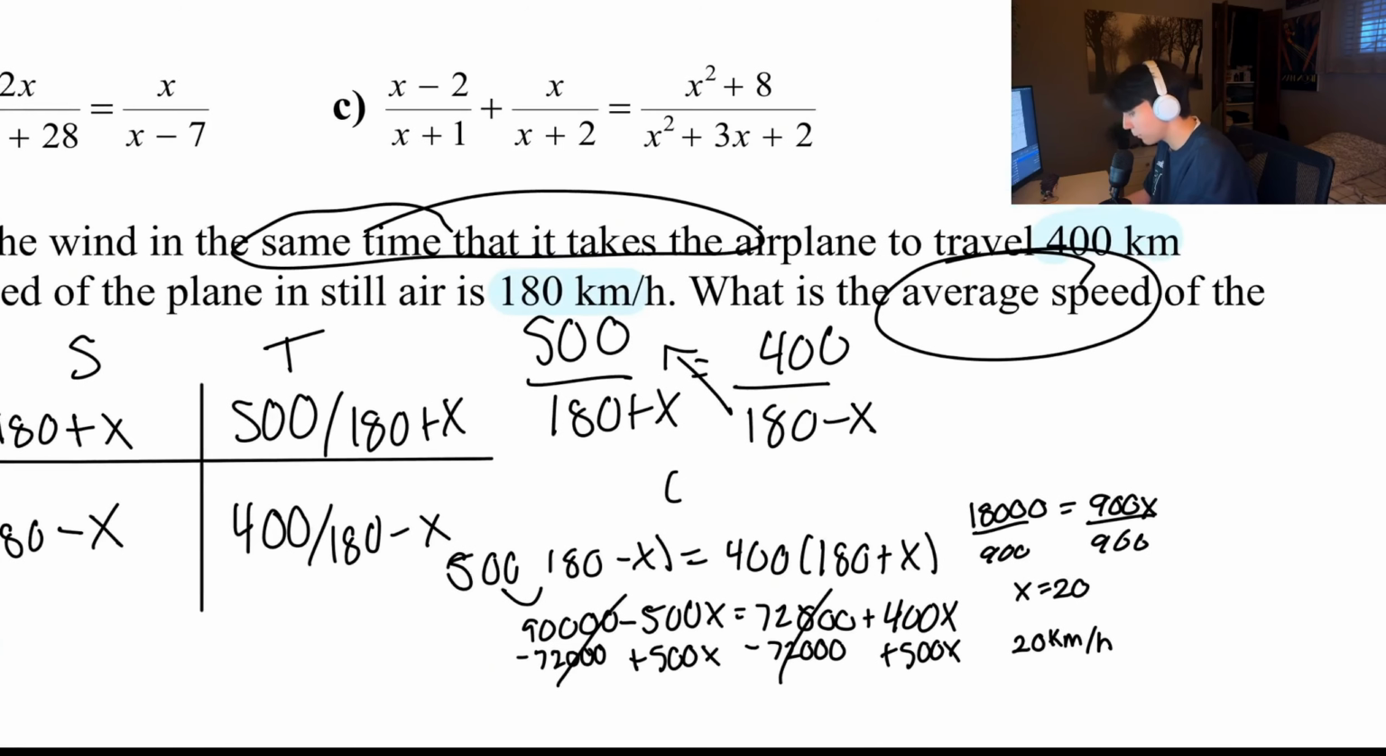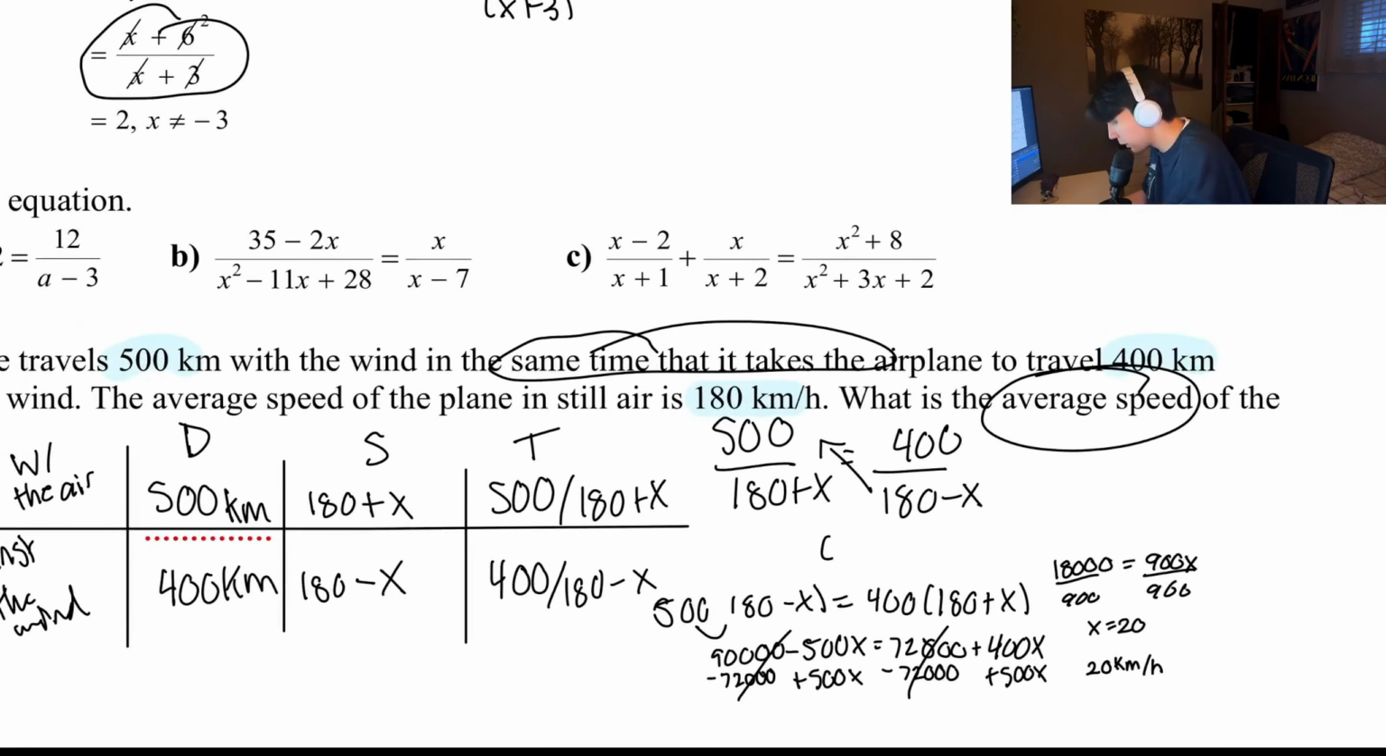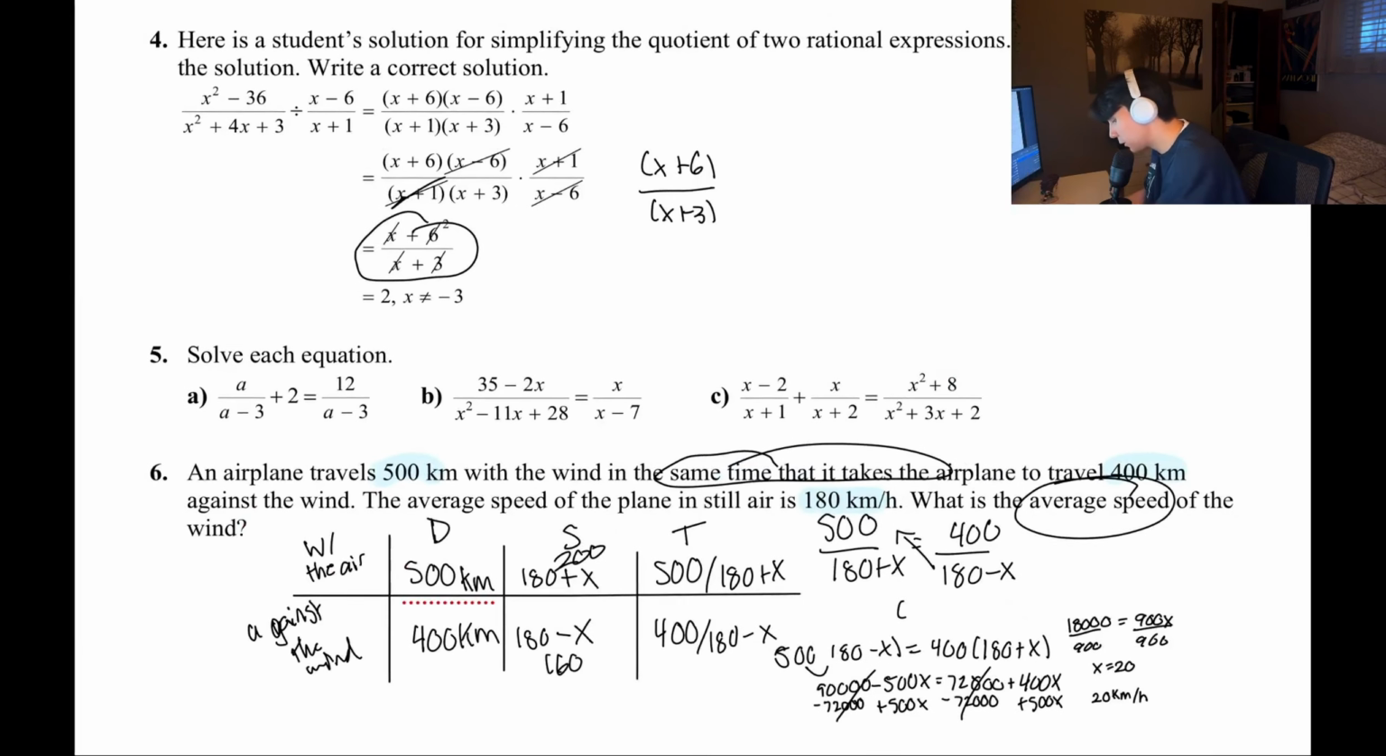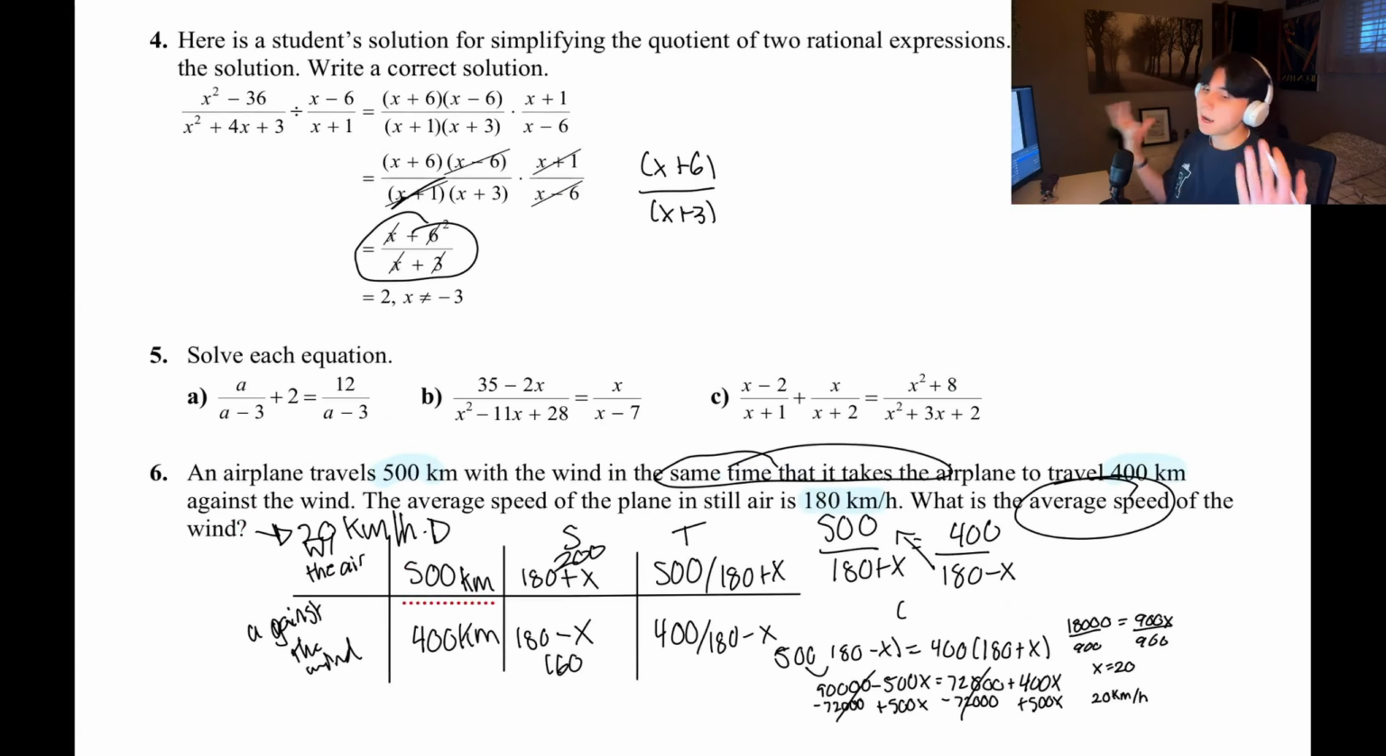So the plane traveling with the wind is going to be traveling 200 kilometers per hour. The one going against it is going to be 160 kilometers per hour. And the speed of the wind, which is what the question is asking, is going to be 20 kilometers per hour. And that is how you do this final question here.